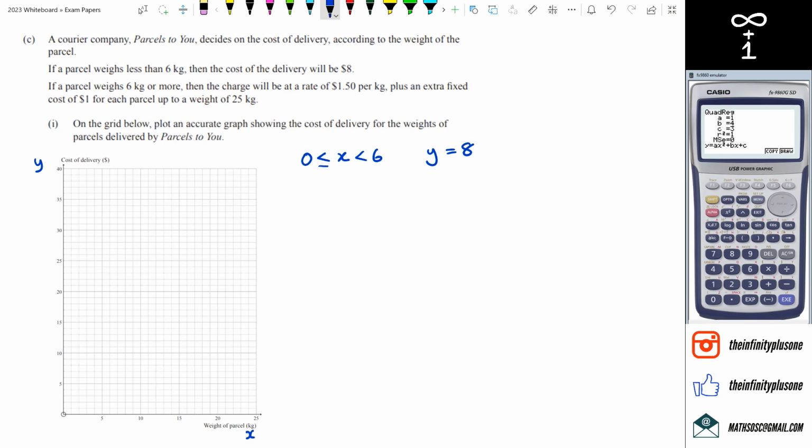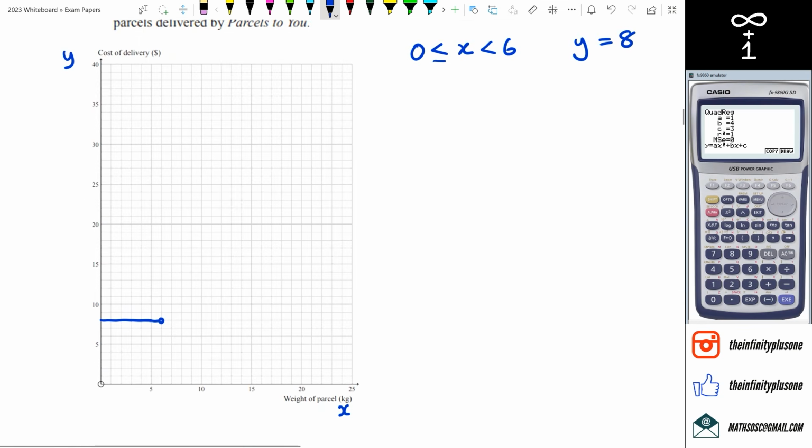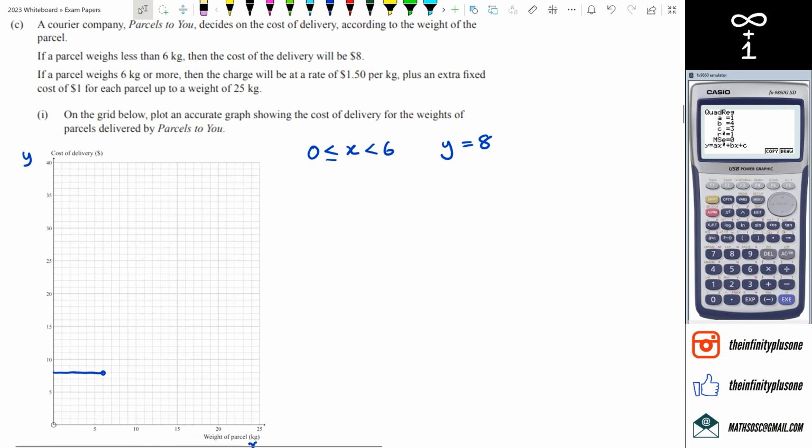And I guess this is always a question that people ask: when do I put a filled dot and an empty circle? In this case, it's $8 starting from 0 to 6, but I'm going to put a little open hole there, just to say that it's actually less than 6 that it's going to be $8. So that's the first line there.